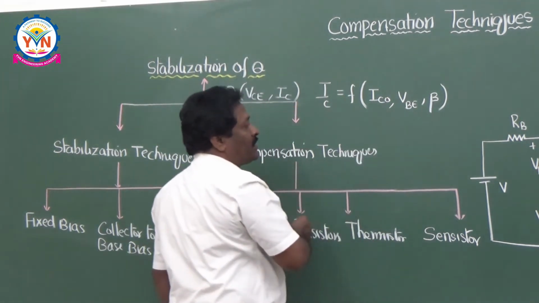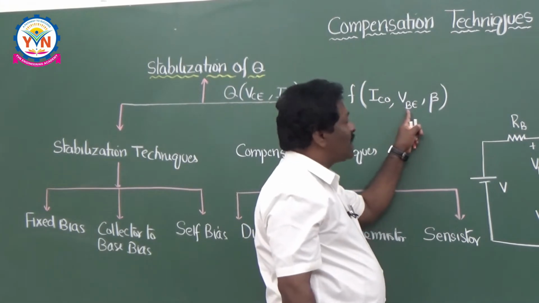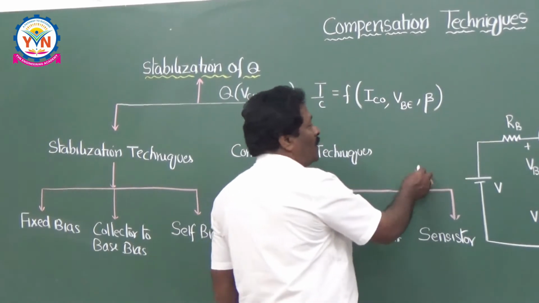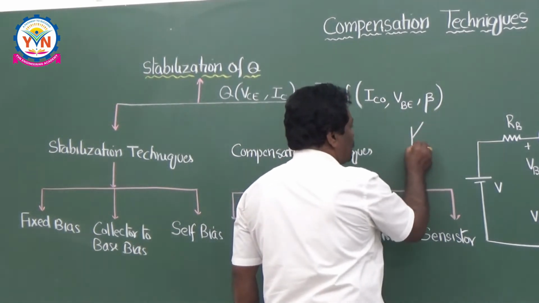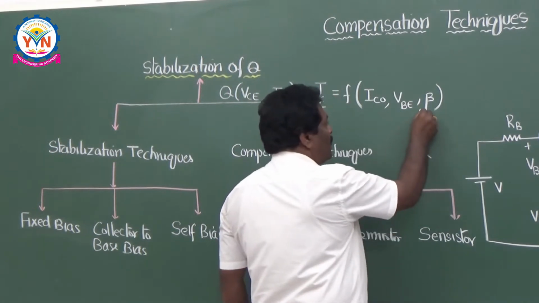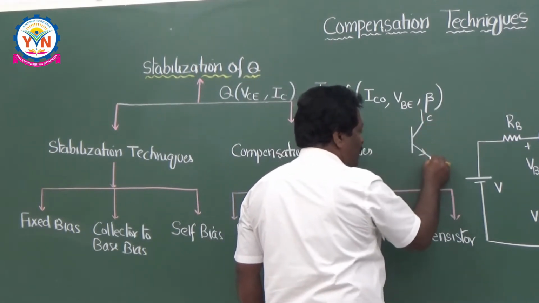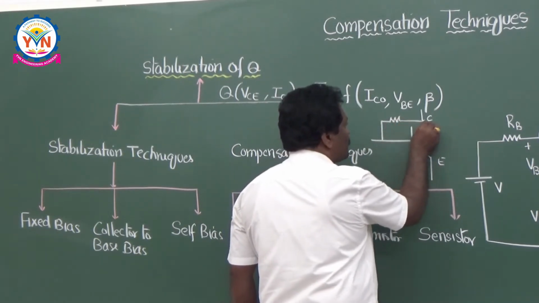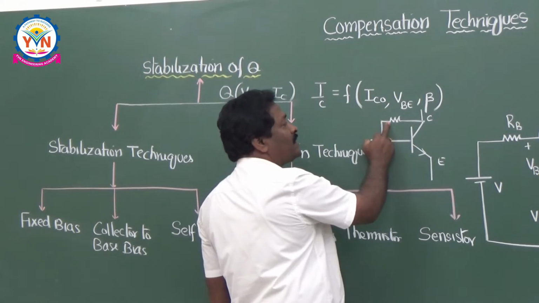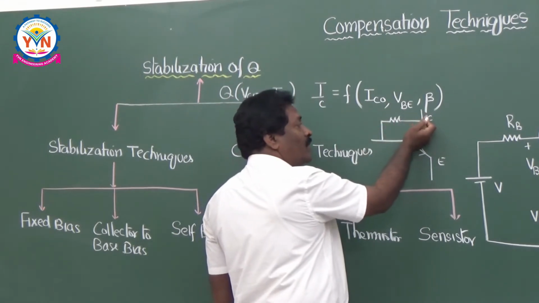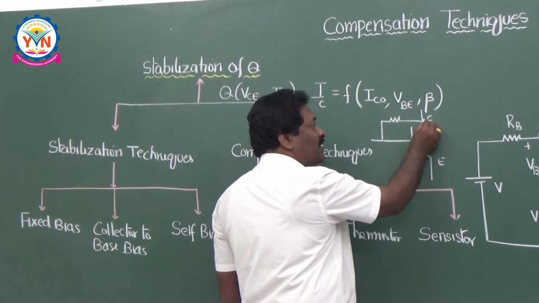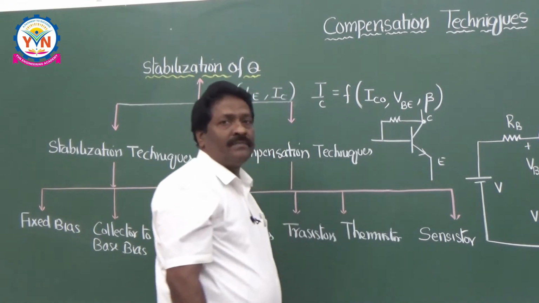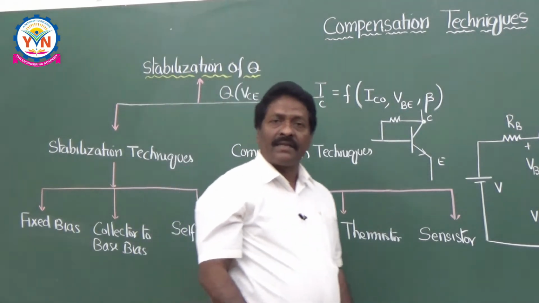But if you are taking this feedback resistor here, suppose you are taking a transistor like this, this is the collector and this is the emitter, and you have a feedback resistor here. This feedback resistor is always taking part of the signal from output to the input, so the net amplification at the output decreases. That is the reason we are using the compensation techniques now. So let me discuss the compensation techniques now.